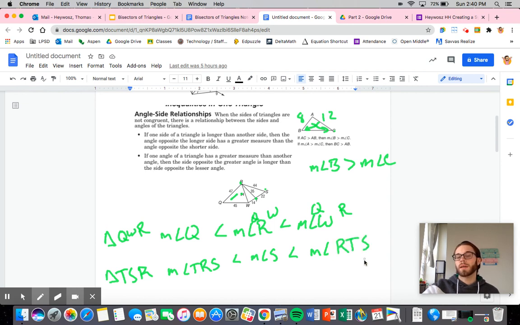So the hardest thing of kind of remembering is if you're looking at an angle, you go across to the opposite side. And if you have a side, you go across to the opposite angle. All right, that's going to be the hardest part to try and remember. The rest of it is relatively straightforward, but I think sometimes people get lost in which angle they're looking at. So ultimately, that is everything that we need to know in regards to the angle-side relationships and the triangle inequality. I'm sorry, the inequalities in one triangle.